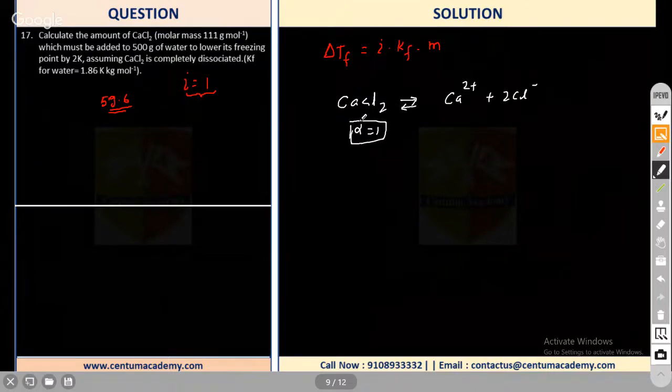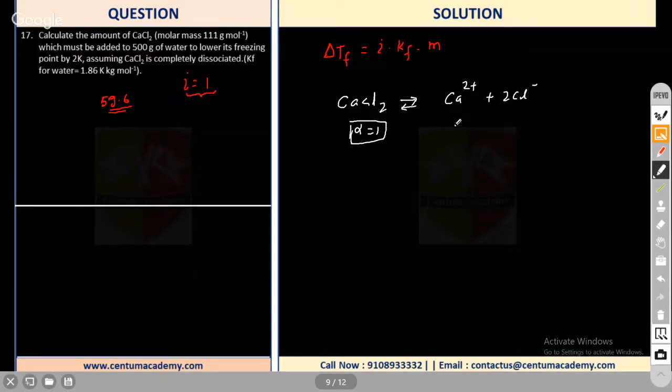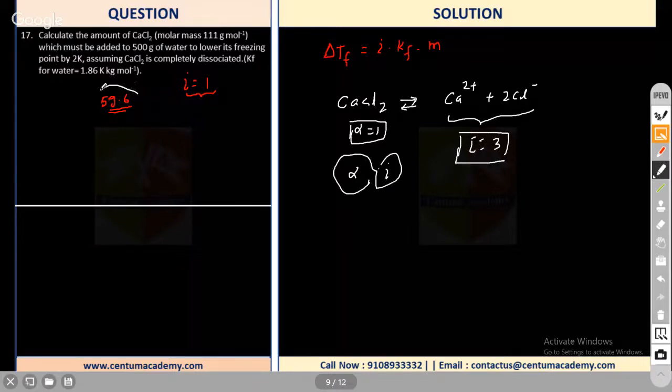Since complete dissociation is there, the degree of dissociation is 1. So the number of ions after dissociation is 3, so the i value will be 3. It's not 1. I mixed up alpha and i. My mistake. So you make this correction. Your answer will not be this. You get this answer when i equals 1, which is not true in this case.